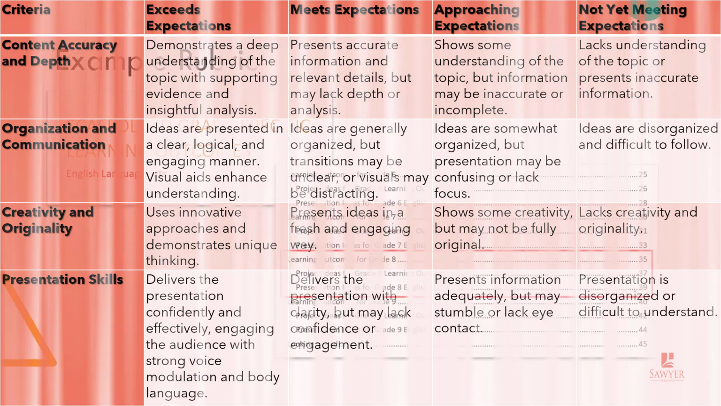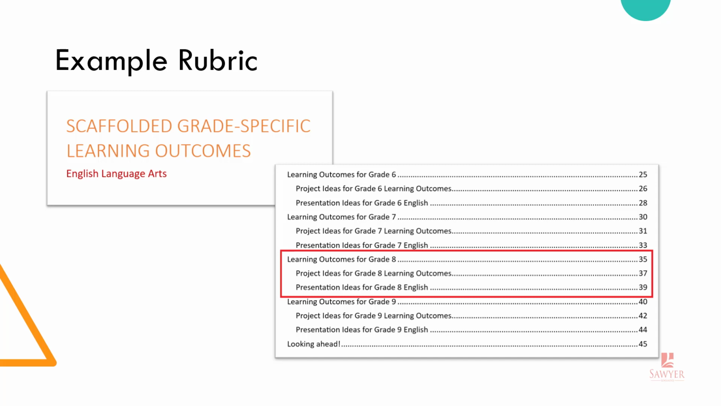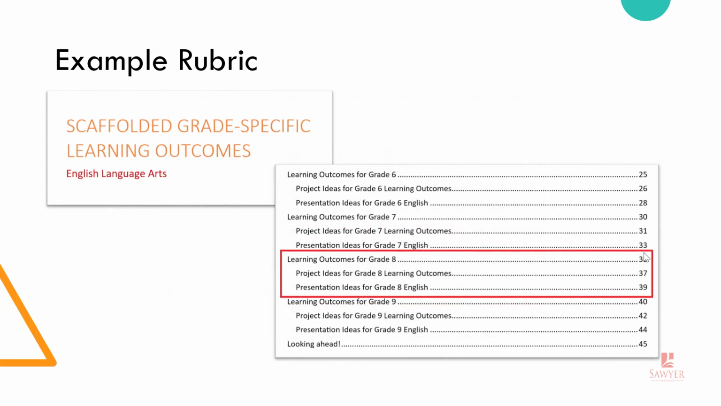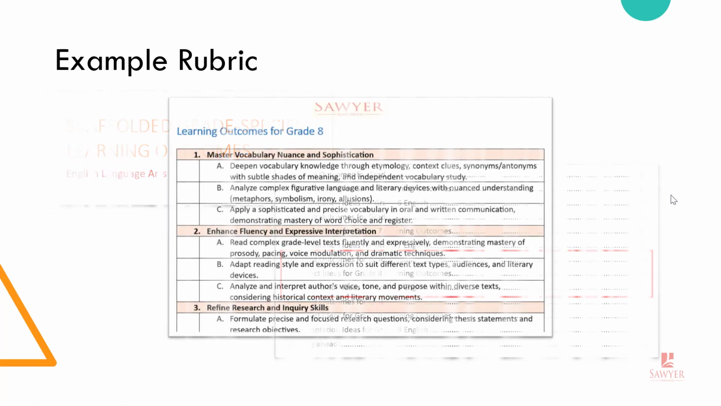And where would we start? Well, the first place that we're going to start is we're going to look at the English language arts, grade-specific learning outcomes. More specifically, we're going to go to grade 8. On grade 8, we have project ideas, presentation ideas on pages 37 through 39. And then for the learning outcomes, remember your learning outcomes are on, what was it, page 35 for grade 8.